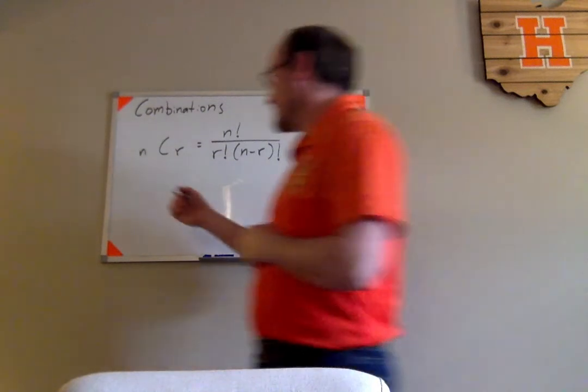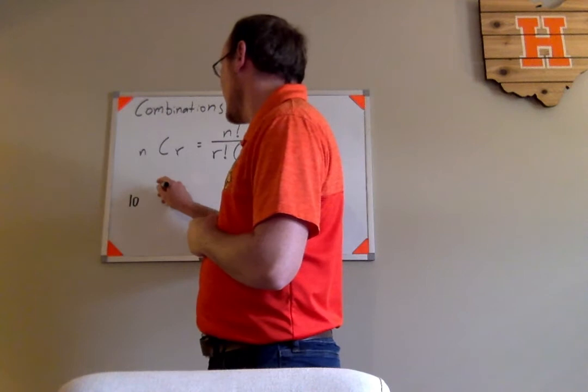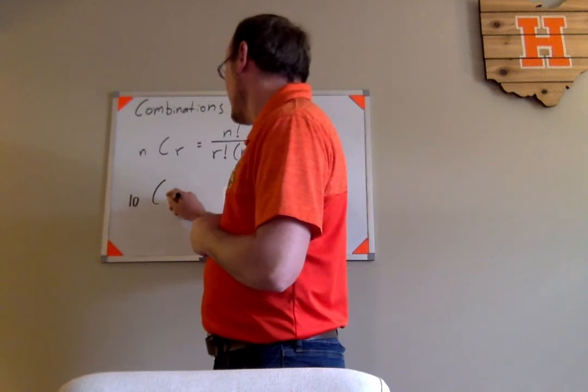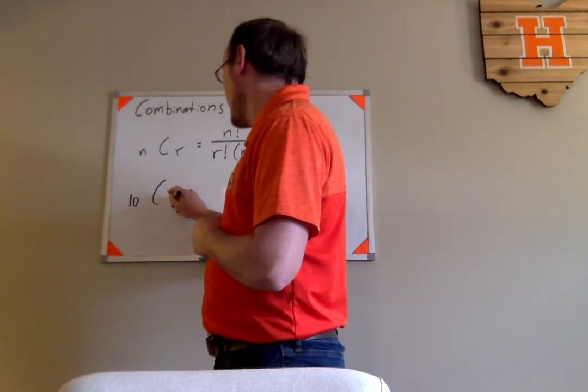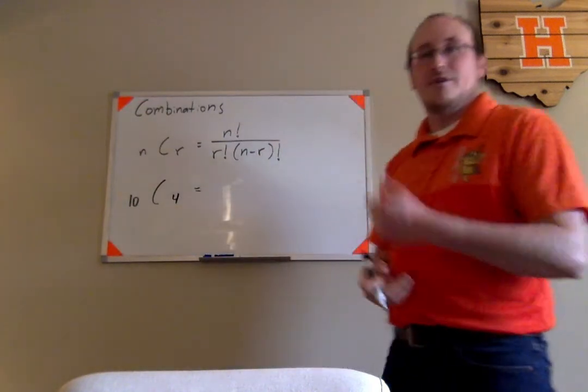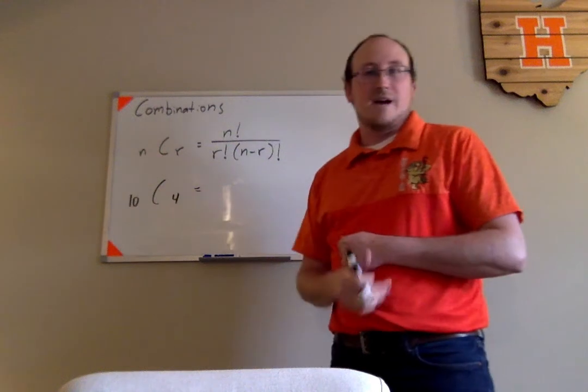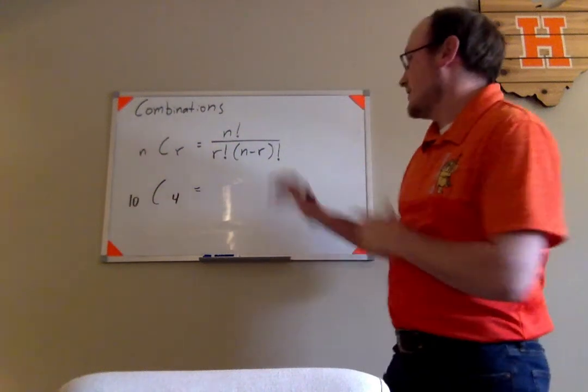So if we wanted to see an example, let's do the same one we did a second ago for the permutation. I think we did 10 choose 4 for the permutation. So let's do 10C4 here. Let's figure out the number of different combinations of 4 things I can make out of 10. So let's go ahead and plug this in.